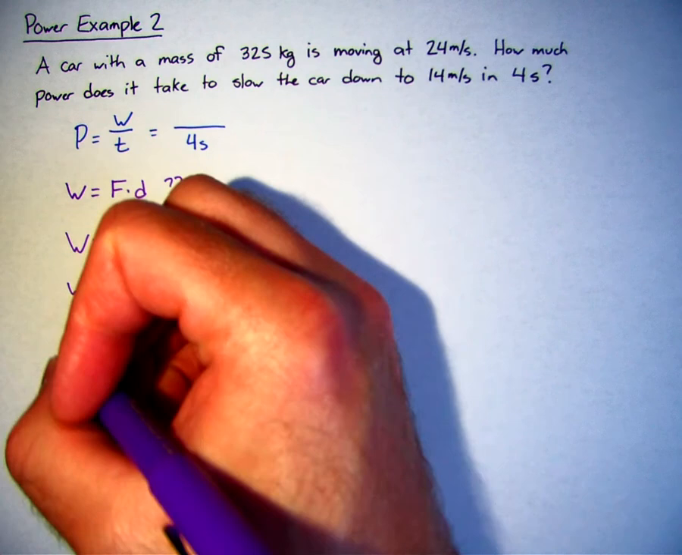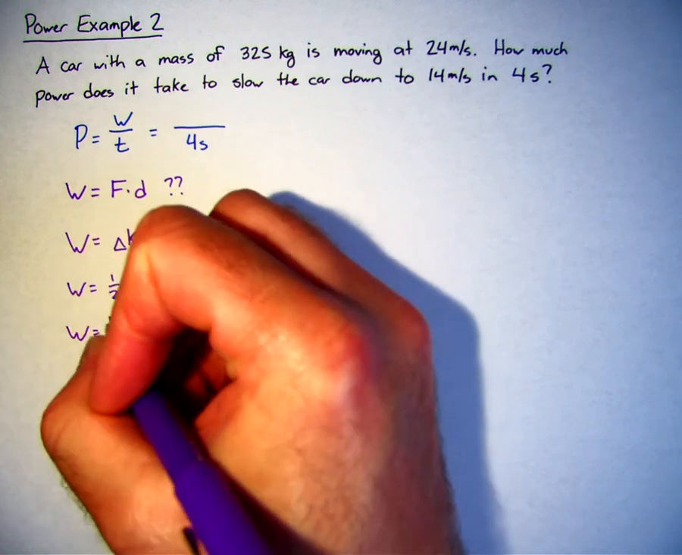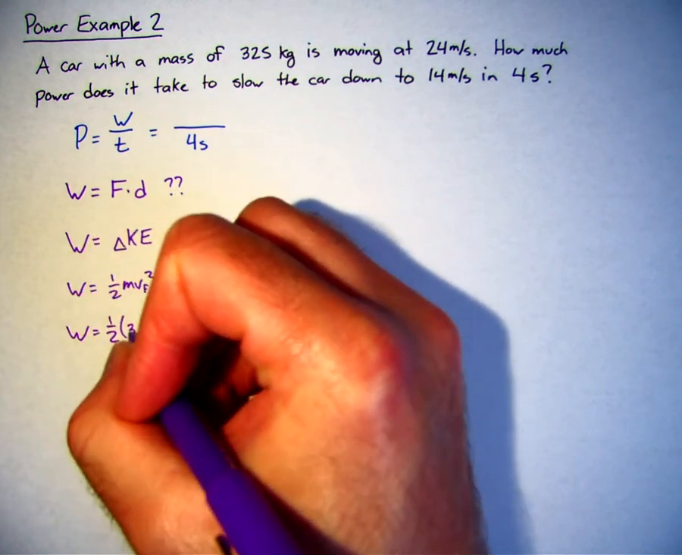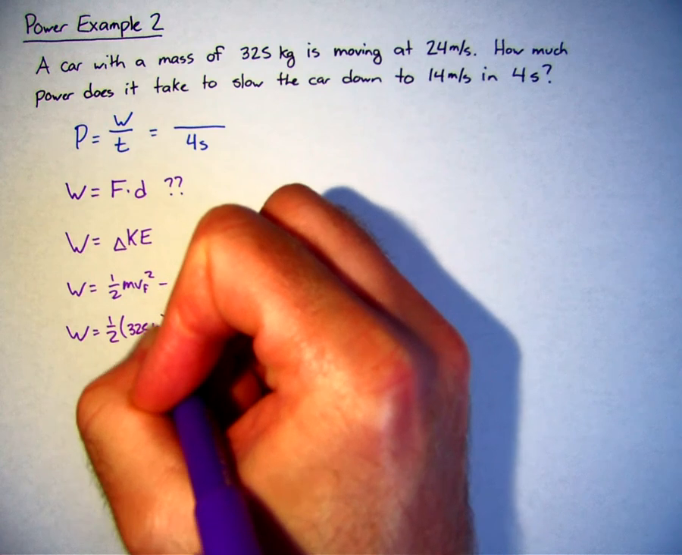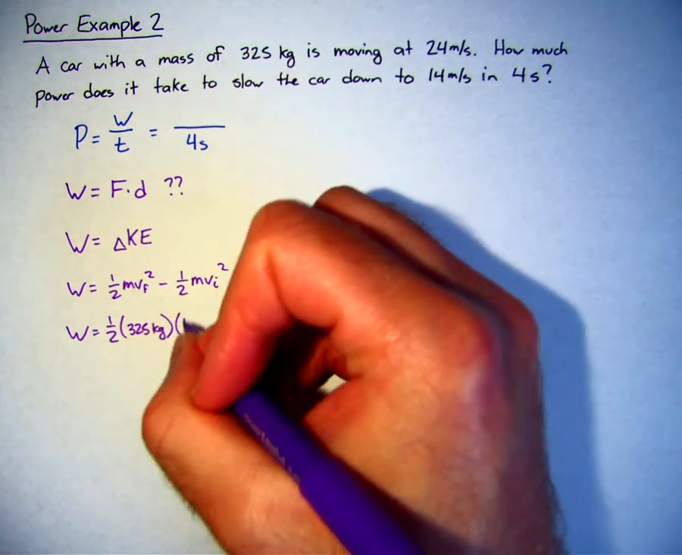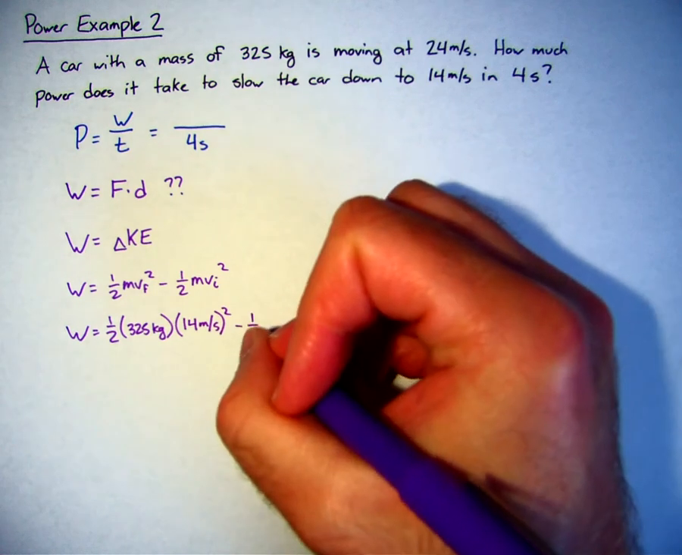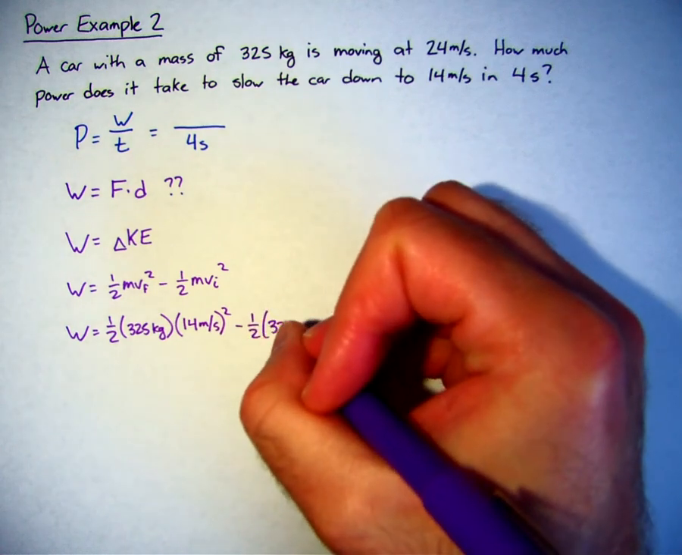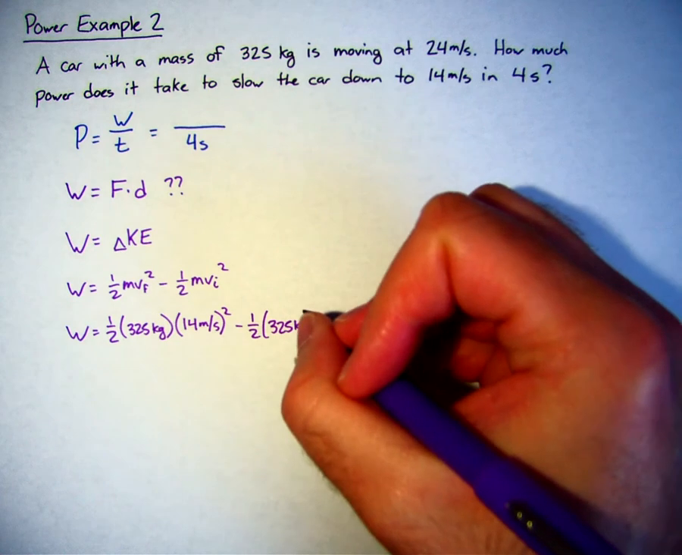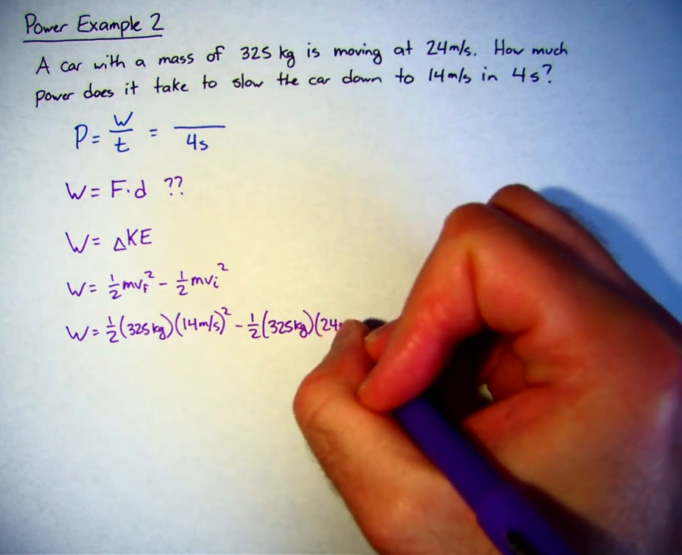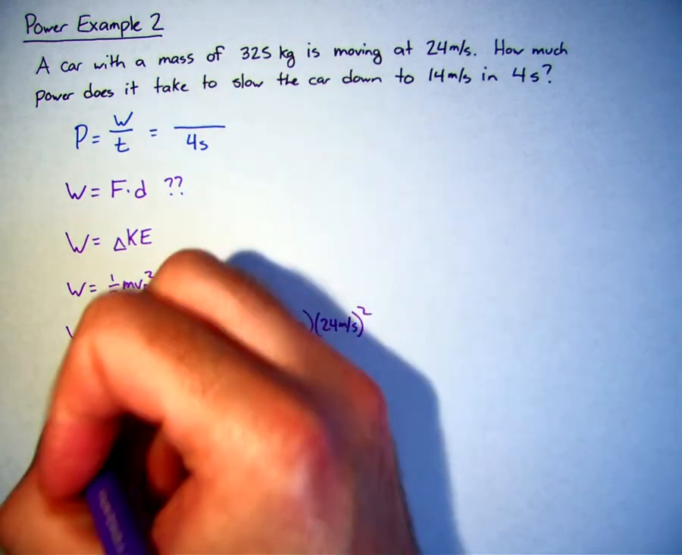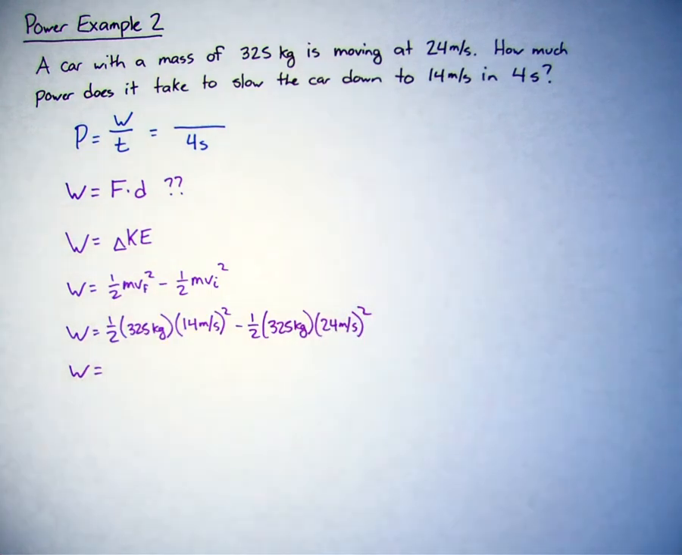So if I just plug in the values that I have here, 1/2 times 325 kilograms, times the final velocity, which is 14 meters per second, minus 1/2 times 325 kilograms, times 24 meters per second. Again, those velocities are squared. I just have to calculate that value, so I just have to plug that into my calculator.